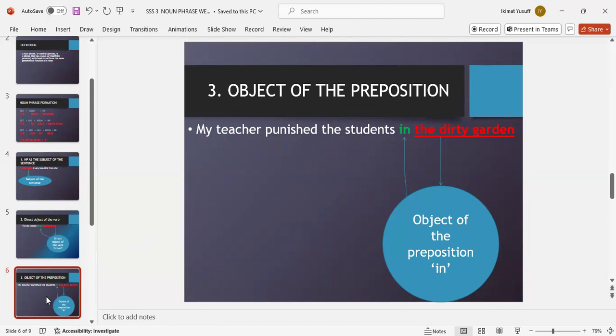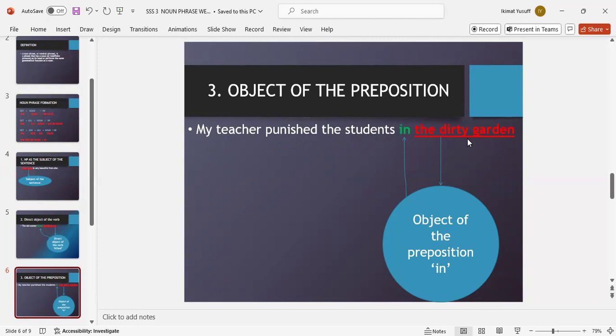For you to understand this, you need to know what a preposition is. Most times, prepositions show you location, direction, and so on. Other examples: in, on, at, under, behind, on top. Those are examples of prepositions. So when you have your noun phrase coming immediately after a preposition, it functions as a direct object of a preposition. Now, looking at this expression here, we have: the teacher punished the students in the dirty garden.